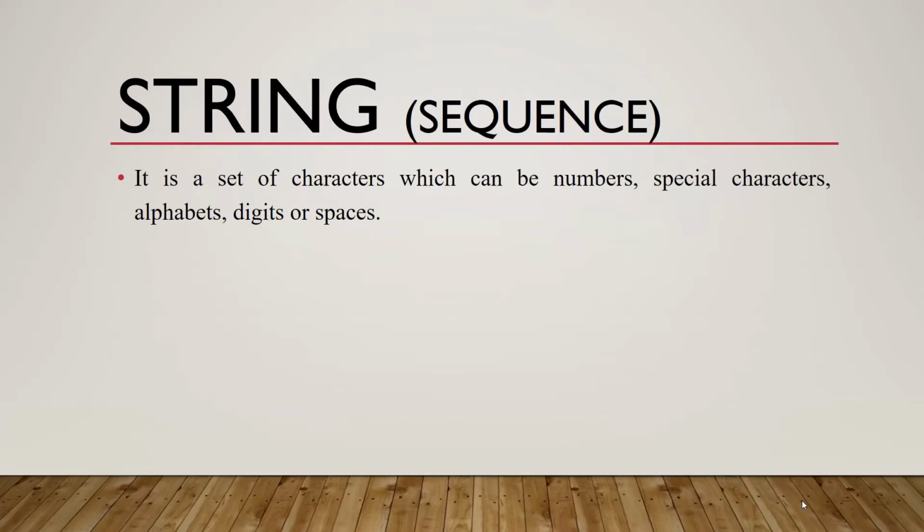What are string sequences? A string is basically a set of characters. These characters may be numbers, special characters, digits, alphabets or spaces. The values enclosed in single or double quotation marks are the string values. Quotation marks denote the starting and ending of the string. The quotation marks are not part of the string. Let's see strings with the help of an example.